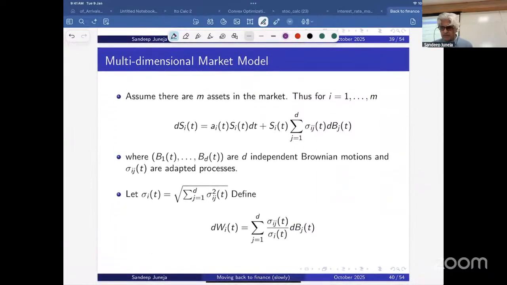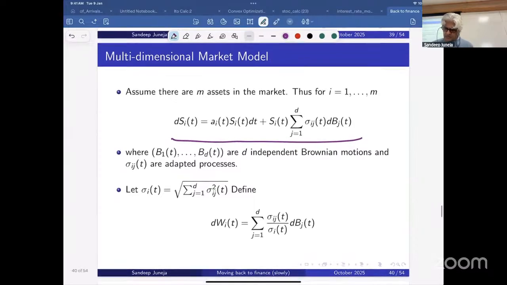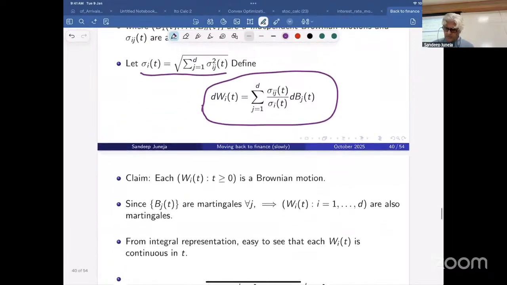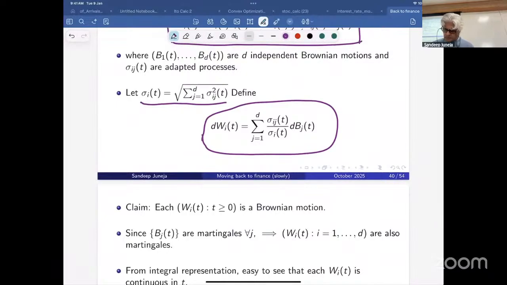So now we'll have a multidimensional market model. So we'll have M assets. We're going to assume that they depend upon D noises, right? B1 through BDT, these are Brownian motions. And first thing to observe is that we can write this in a similar fashion as we do for a single asset. Basically, we define a new process WIT as follows. Sigma IT is just this normalization term here, right? And then you can check that the WIT defined in this manner is going to be a Brownian motion.